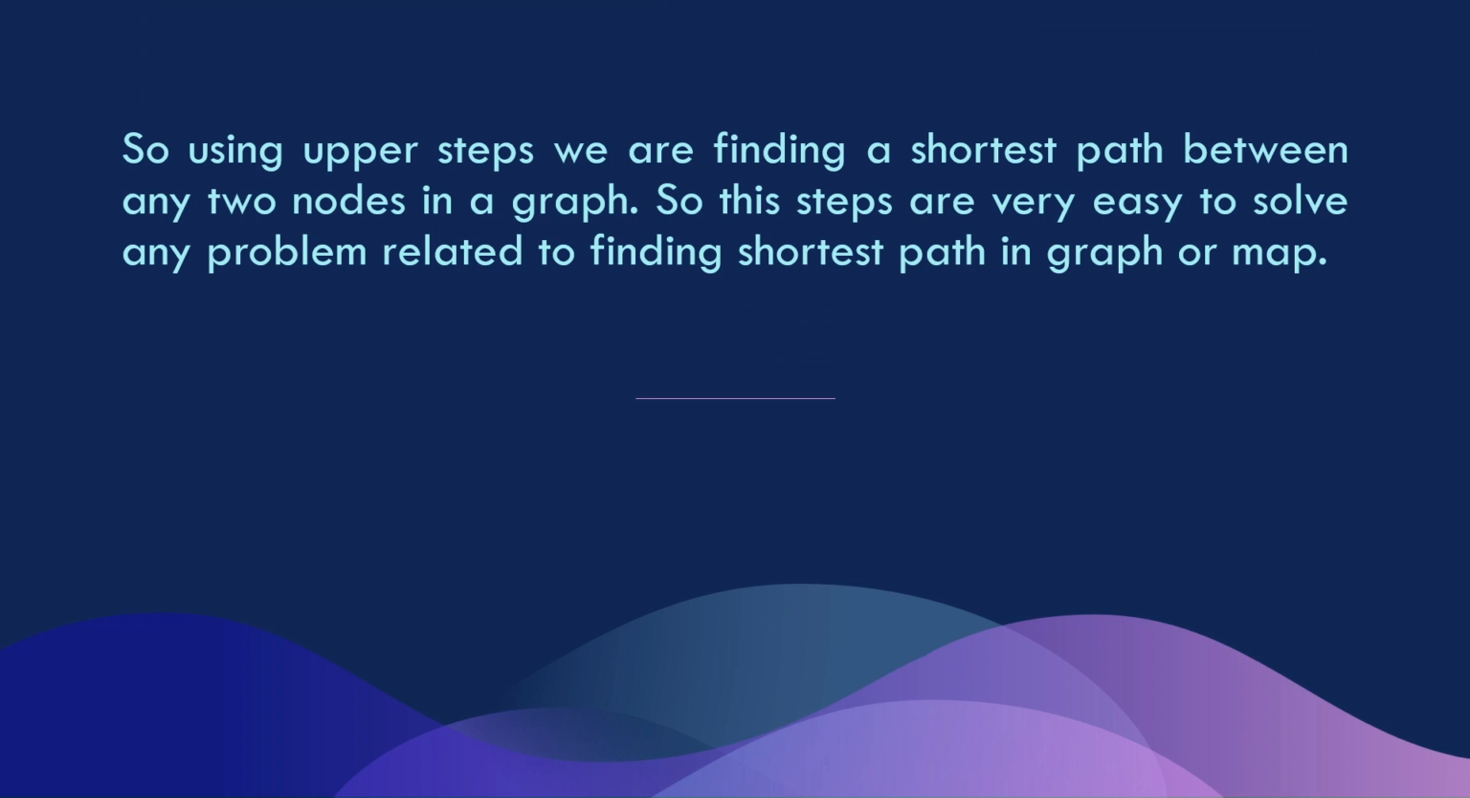So using the above steps, we can find the shortest path between any two nodes in a graph. These steps are very easy for solving any problem related to finding the shortest path in a graph or map. In this section, we saw the steps included in Dijkstra's algorithm and a small example to understand how to actually implement the steps in a problem. Here we only cover a small example, but if you are curious to solve other big and unique problems, which are basically solved by these simple steps, then see our next video.